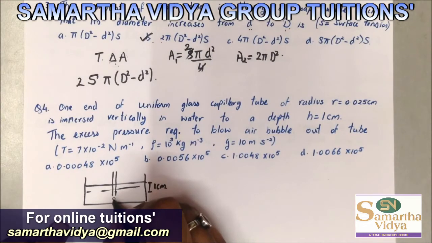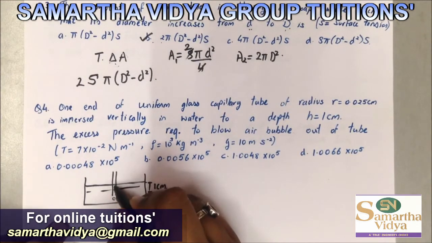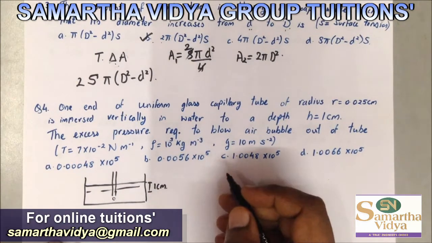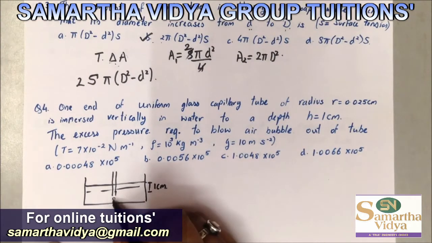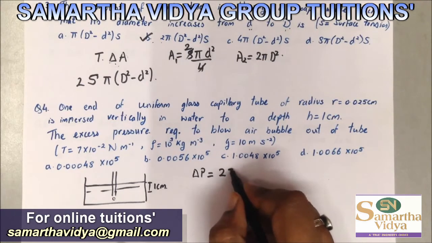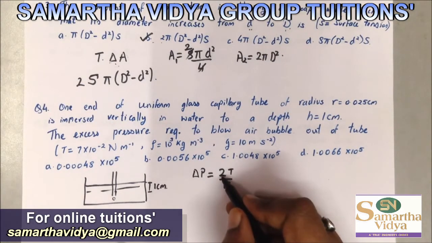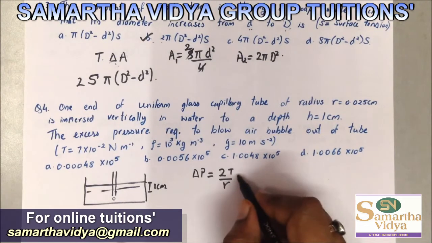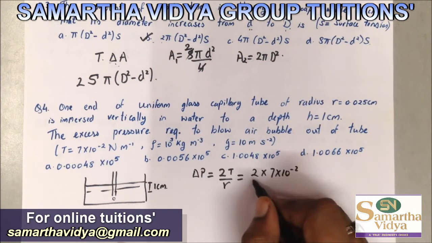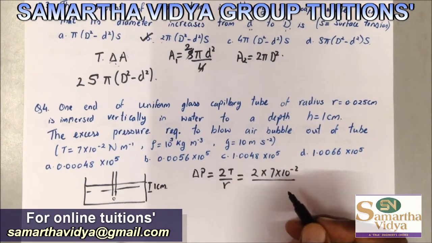Now if I want to create a bubble over here, that means I have to push the air which is going inside, and make a bubble over here. So that means I need to find the extra pressure inside the bubble. We know that for a bubble to be created inside water, the extra pressure delta P is equal to 2T by R. So if I substitute the value, I'll be getting this as 2 into 7 into 10 raised to minus 2 divided by R, that is the radius.